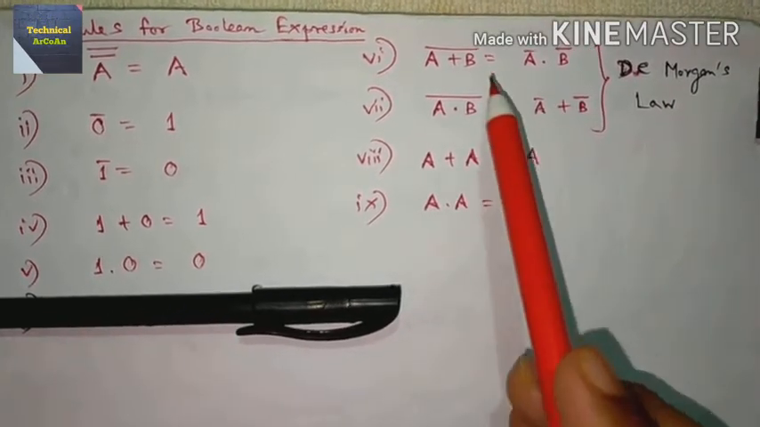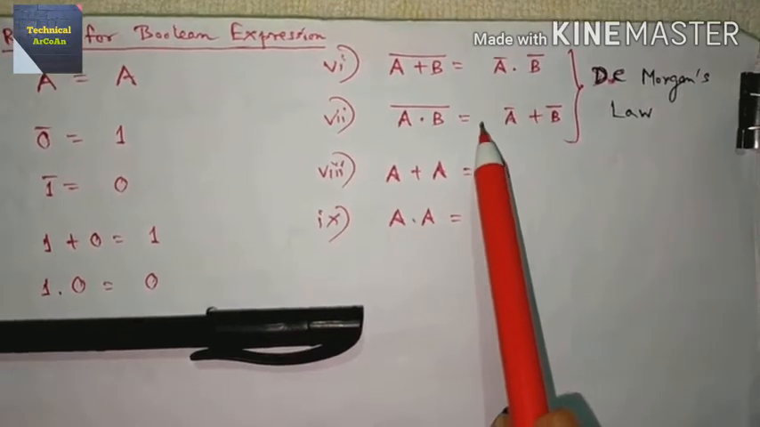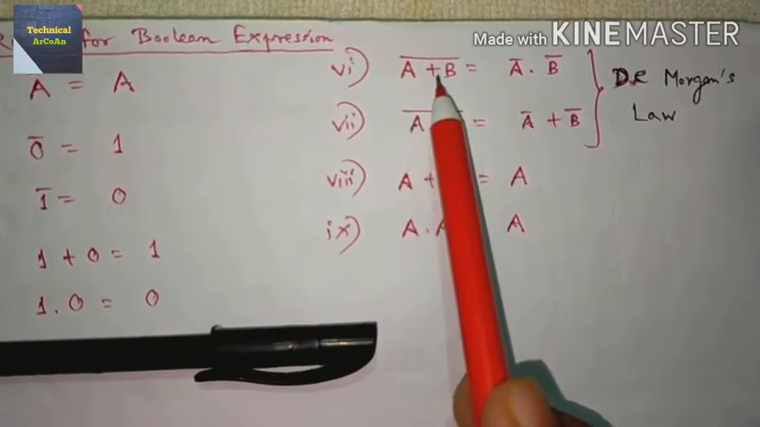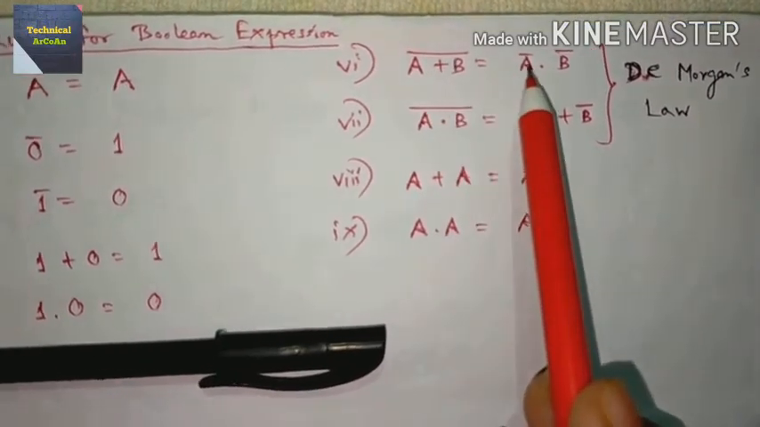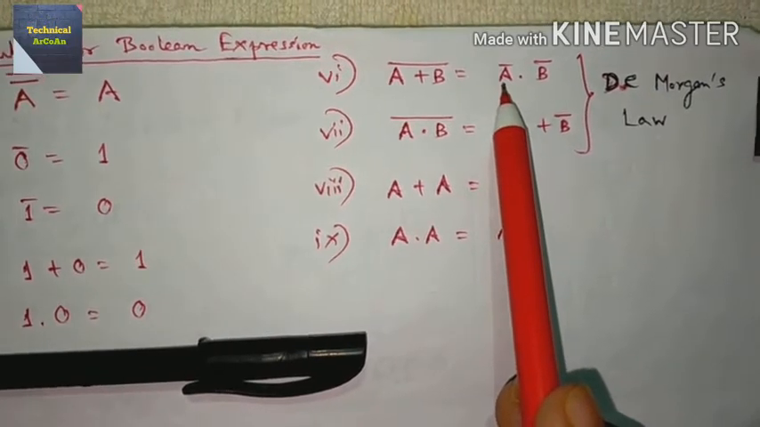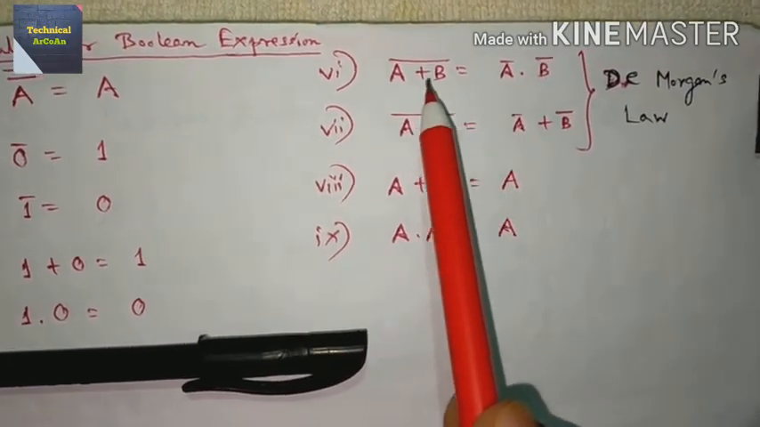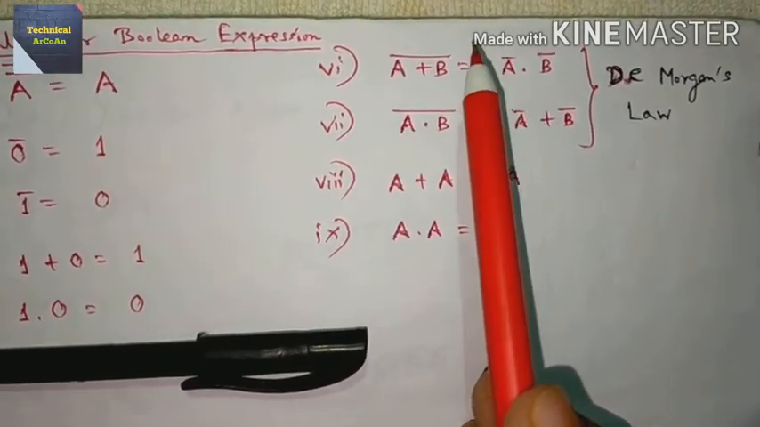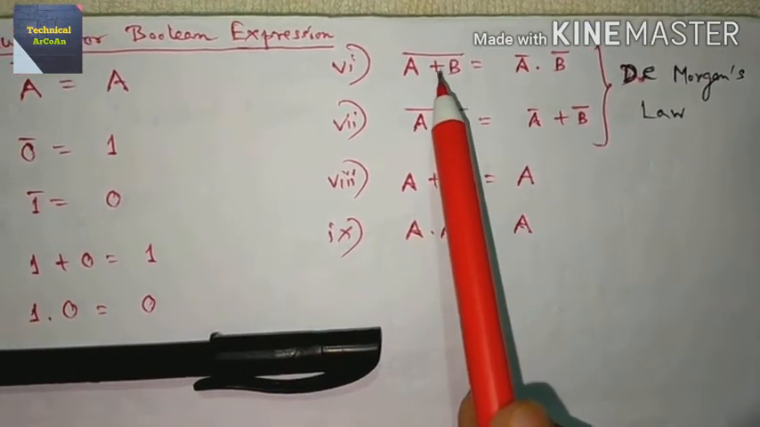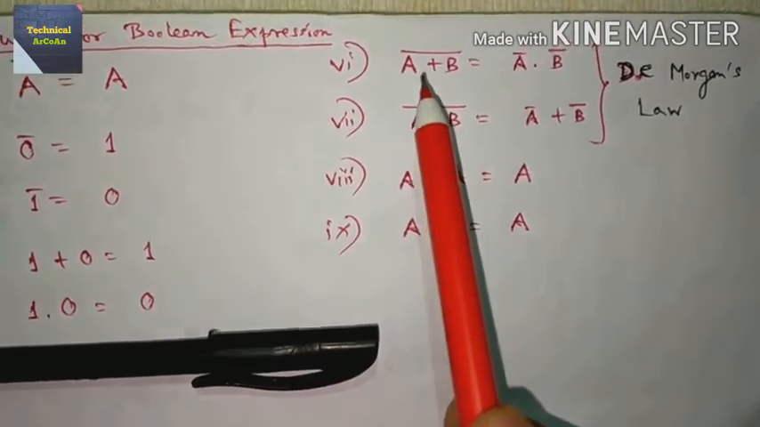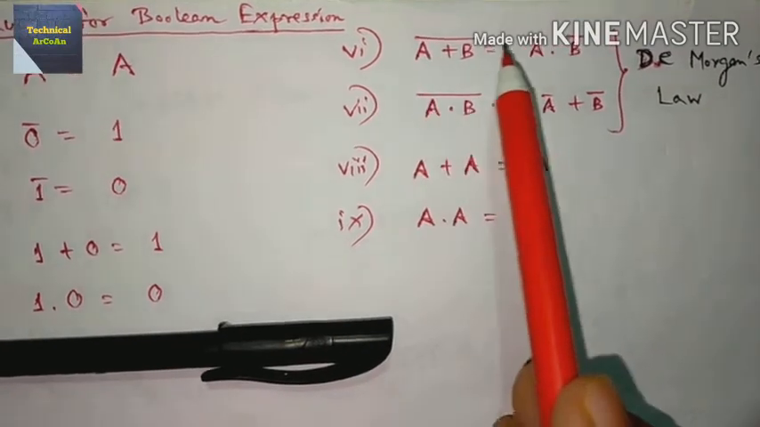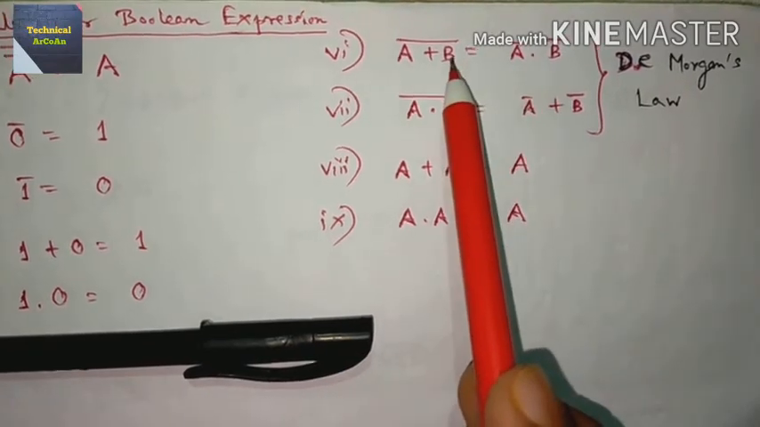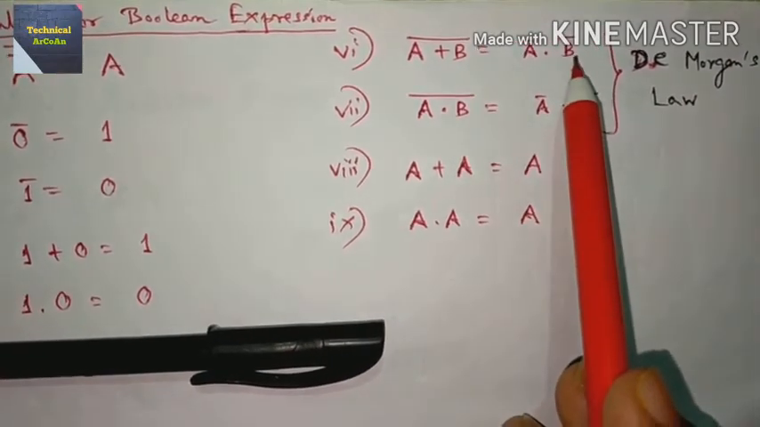Okay. Now these two important theorems are known as De Morgan's law. What is that? A plus B whole complement, using De Morgan's theorem, we can write as A complement dot B complement. If the complement is there, the normal goes complement and the complement goes normal, the plus goes dot and dot goes plus. So A is normal, using complement it becomes A complement, plus becomes dot, and B is normal, now complemented, so B complement.